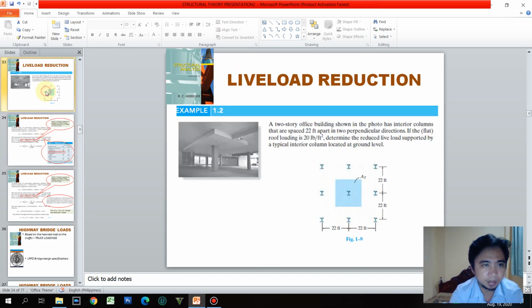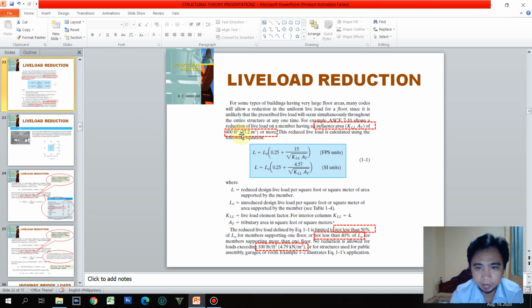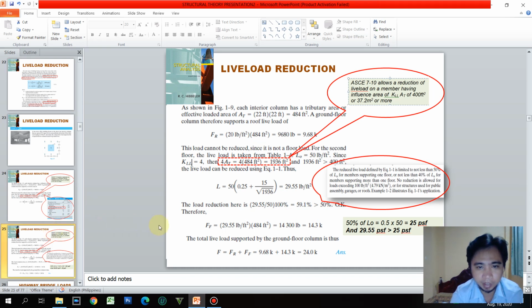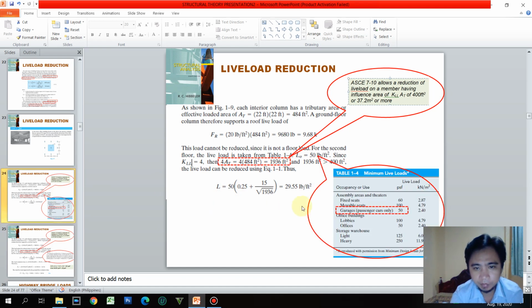So let us go back to that formula here, KLL AT. Okay, 0.25 here is a constant. LO is the original live load, or the unreduced live load, that is 50, coming from this table. So this is 50, the original or unreduced live load. This is the constant 0.25, and this is KLL AT.